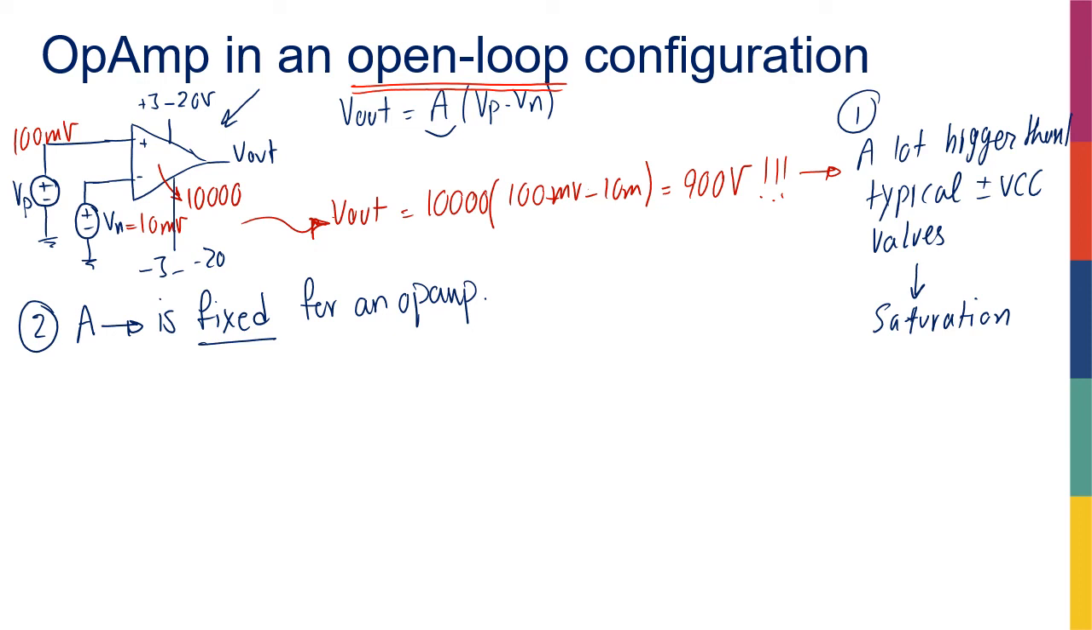So these are the important things that we have to remember. Whenever we talk about open loop configuration, we mean an op amp by itself, right? So there's no feedback in the schematic, right? And what is feedback? We're going to talk about it in the next slide, okay?